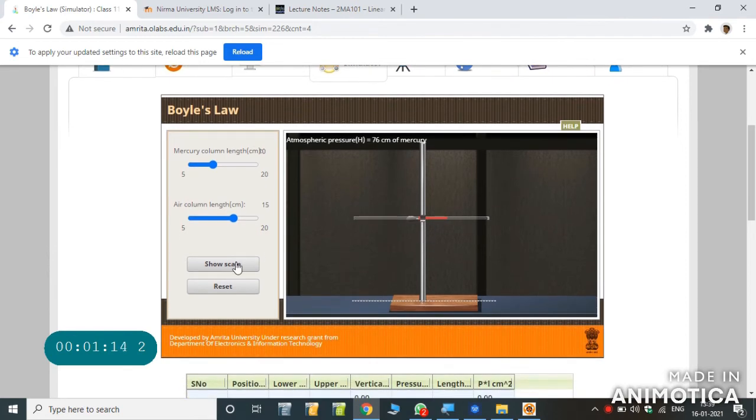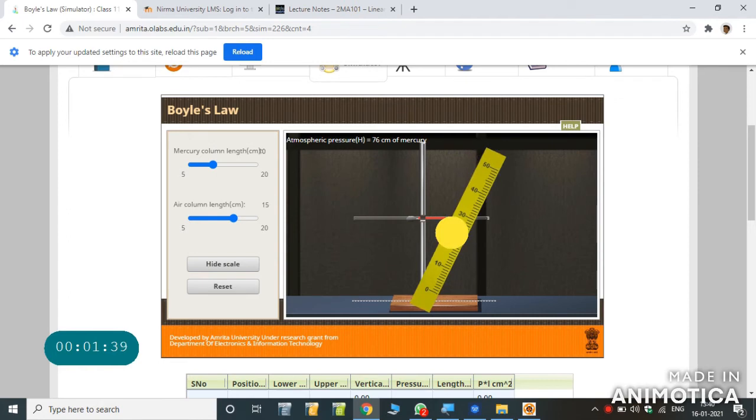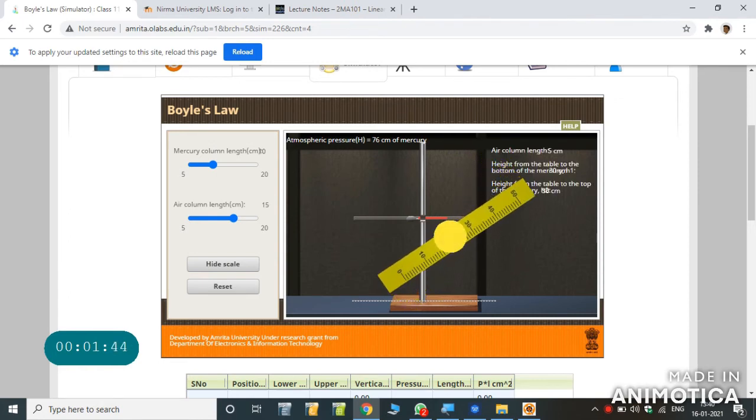Now clicking on this tab, show scale, it shows the scale, and we can measure. First we will measure the height of the mercury column from the bottom of the stand. Here it is showing 30 centimeter, and same for the other side. Thus h1 is equal to h2 is equal to 30 centimeter. Thus the difference in the heights h1 and h2 is 0, and thus the pressure in the quill tube and air column is equal to atmospheric pressure.